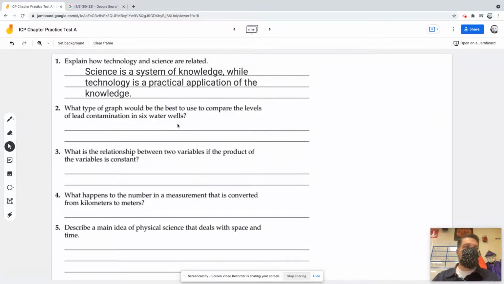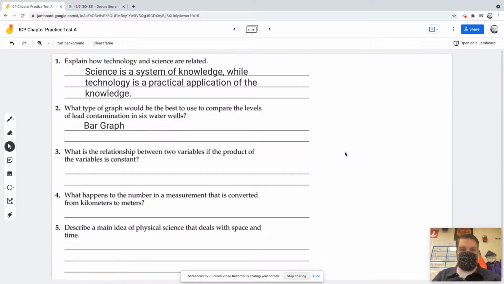This is a real short answer. Oh, no, wait. Yeah, it is. It says, what type of graph is best used to compare levels of lead contamination in 6 water wells? What would you guys pick? What type of graph? Absolutely. It's a bar graph. Man, you guys are really doing great, man. Proud of you guys.